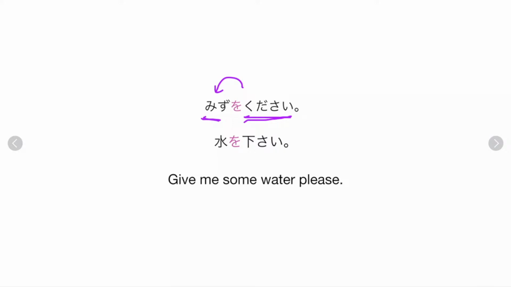So, mizu o kudasai is please give me some water. Kudasai is a polite way of saying please give me. O is the object. So if give is the verb ultimately in please give me, o is what are you giving? Mizu, water. So please give me water. Give me some water, please.